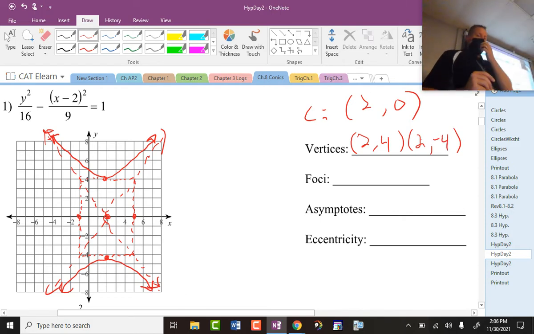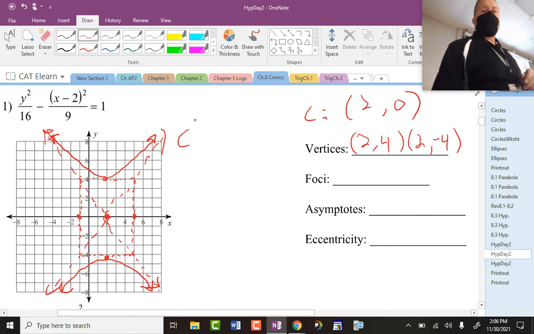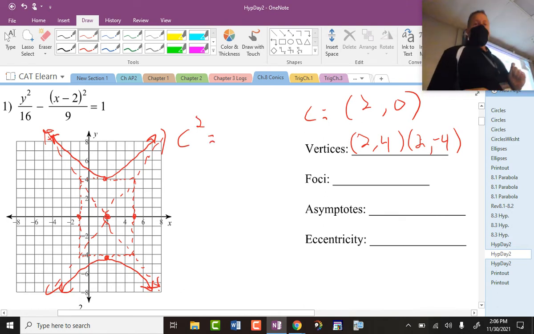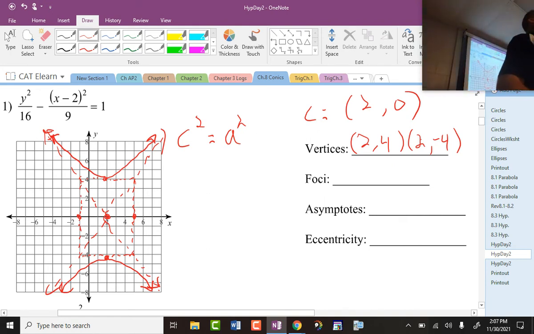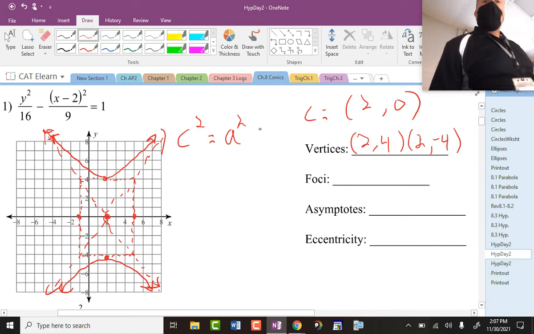How do I find the foci? What's the magic formula? For speed purposes, I'm going to start you off. Oh, that's for an ellipse. So what's it for a hyperbola? Did you say minus? It's not minus. It's what? Plus for a hyperbola.